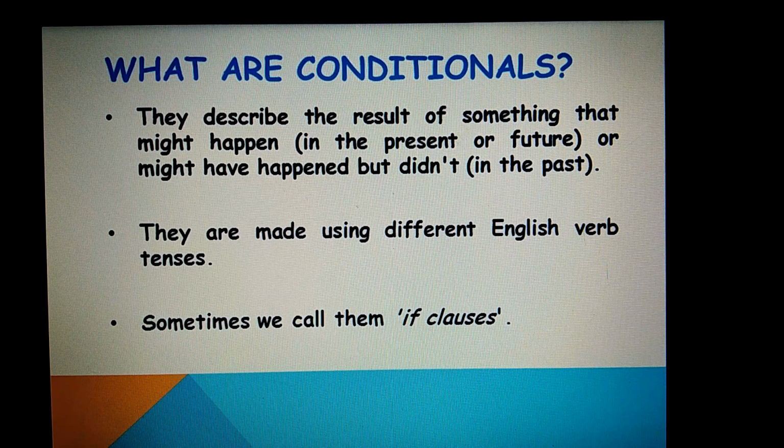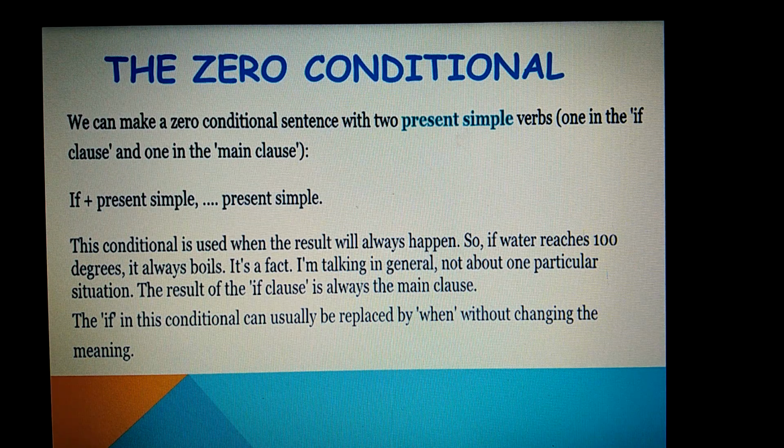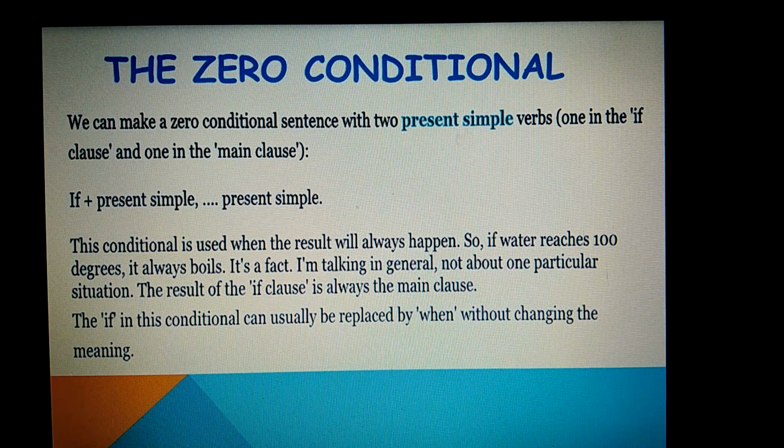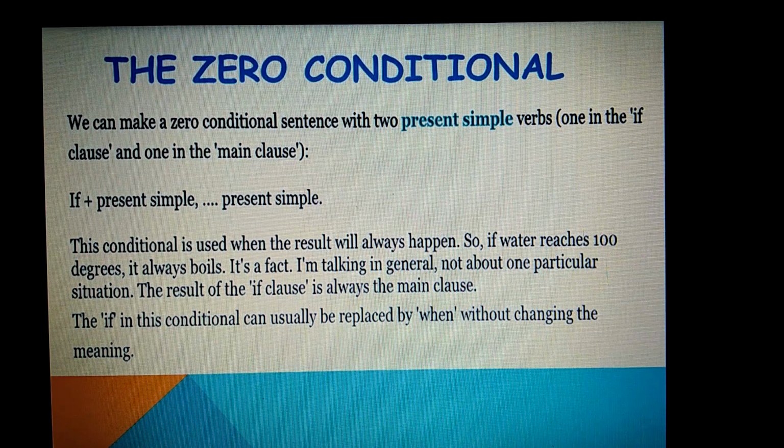Now, conditionals are of four types. Today we're going to do the first two. The first one is called the zero conditional. We can make a zero conditional sentence with two present simple verbs, one in the if clause and one in the main clause. Now, how do we form it? If plus present simple, which will be your if clause, and present simple tense in the main clause.